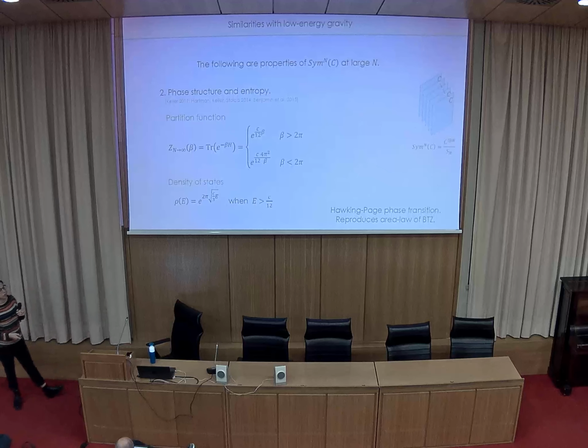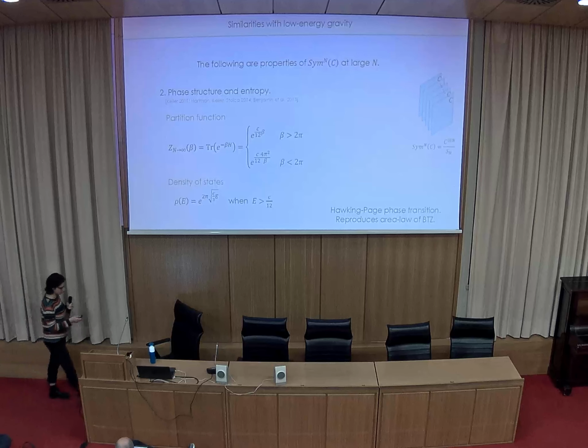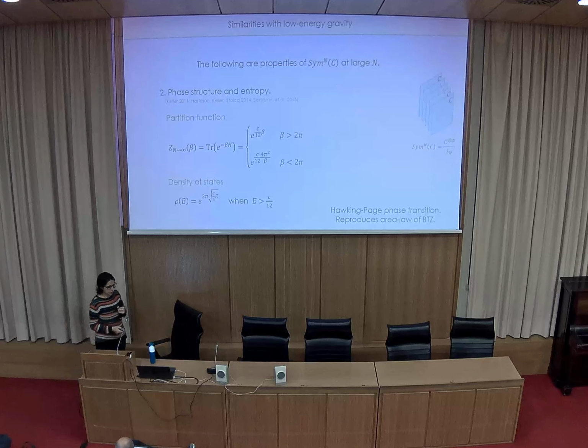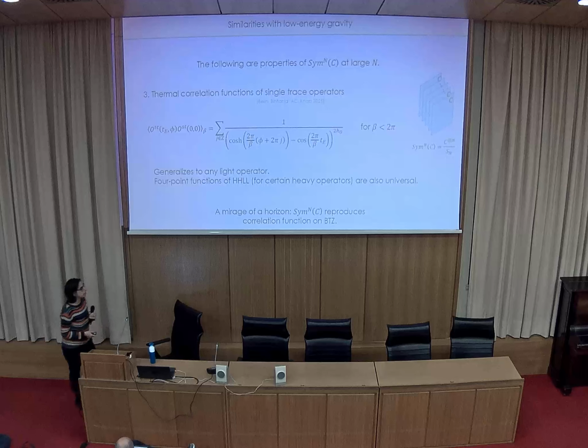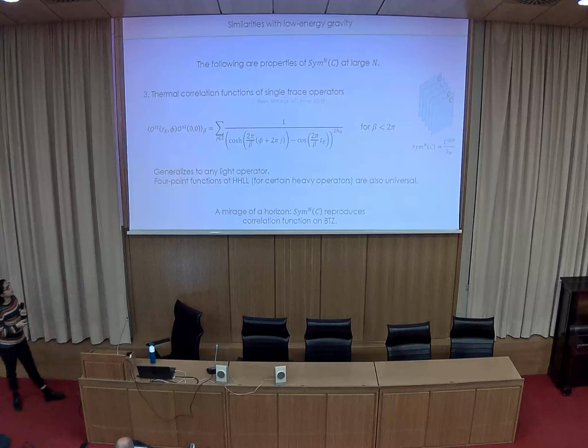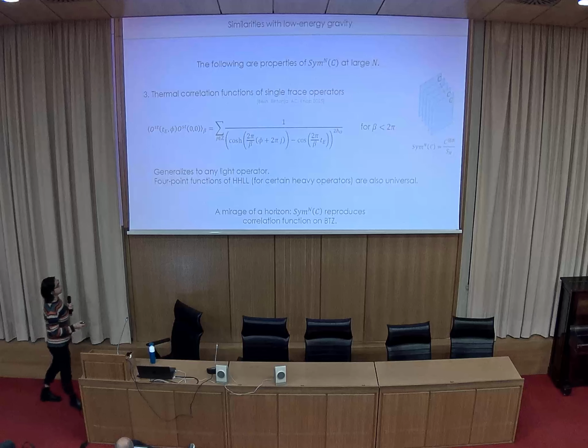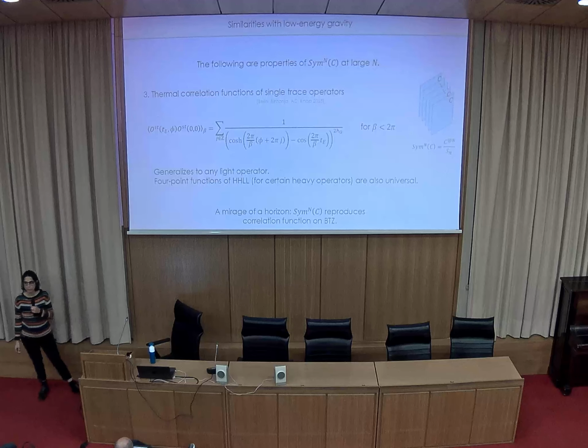Okay, so that's quite impressive. Symmetric product orbifolds can mimic black hole physics. They can also do more than that. Something that we did very recently this year is that we looked at thermal correlation functions of single trace operators. So basically 2-point functions on the torus at infinite n. You get this beautiful answer, no matter what the seed theory is. That's the 2-point function that you get on the BTZ background.